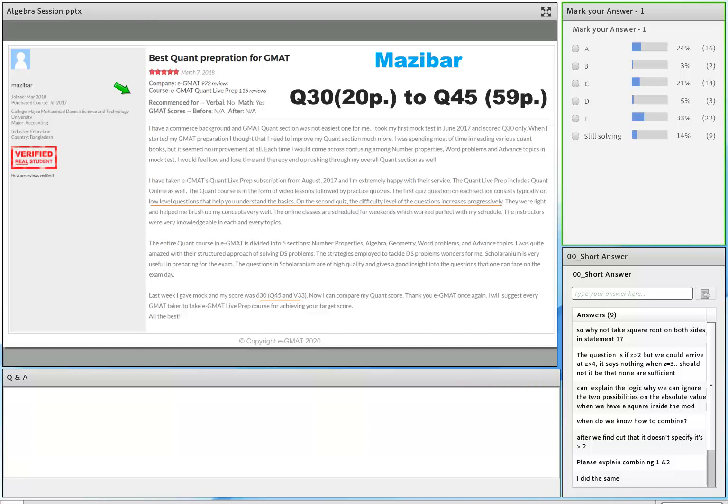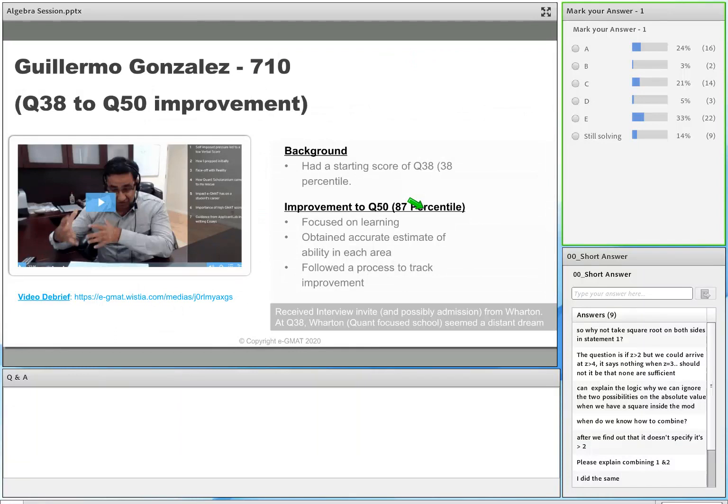Check out Mazibar's success story from a Q30 to a Q45. This should motivate a lot of you. In case there are people who don't have math backgrounds or are not very confident, just see how it can happen. It's a huge improvement. How? Low-level questions, use them to understand the basics. Just how I gave you warm-up questions today, that's the logic. And then as the difficulty level increases, you get ready for GMAT-style questions. So things happen if we prepare things the right way.